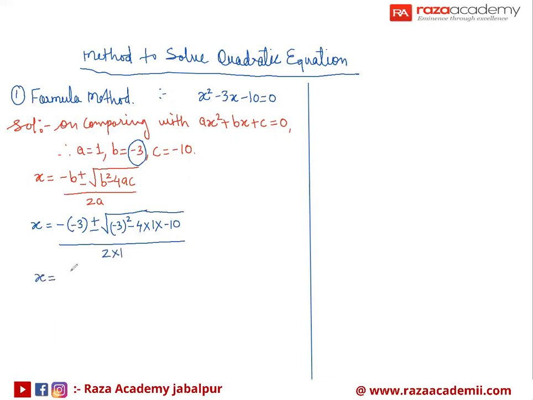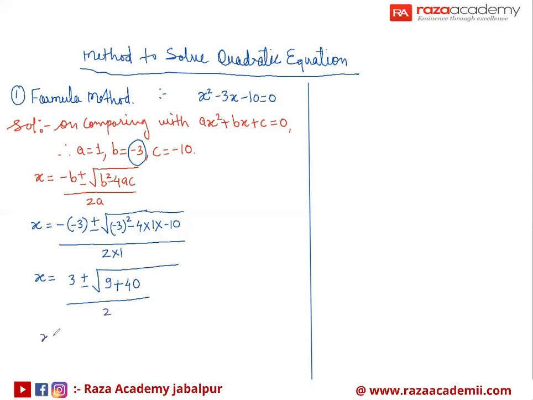After this it will become minus into minus, plus. So it will give +3. Then plus minus root over. The square of any negative value is positive. So -3 square becomes +9. Now minus into minus becomes plus. 10 4s are 40. Whole upon 2 1s are 2.